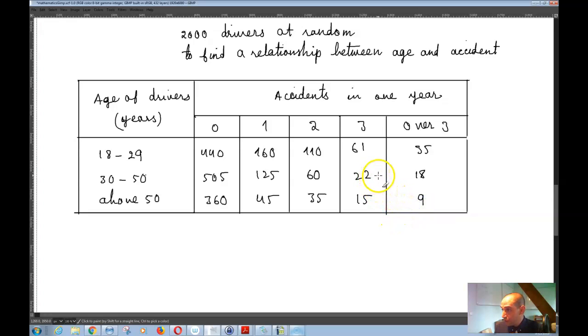so what that is basically, this insurance company has selected 2,000 drivers at random without taking into consideration anything, just picking randomly 2,000 drivers to find a relationship between age and accidents. So these are the ages of these drivers, and these are the number of accidents that have happened in 1 year. And this is the data that they have obtained.